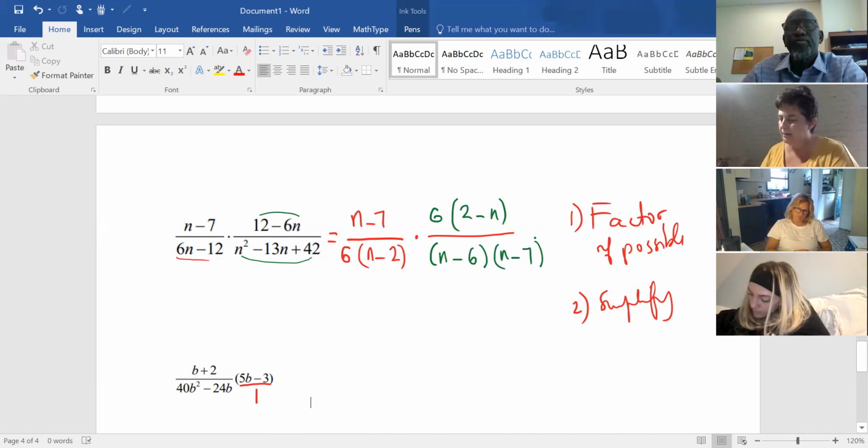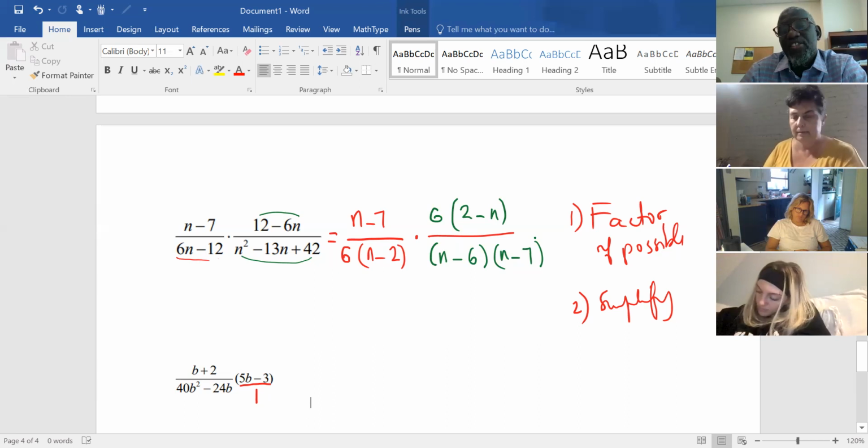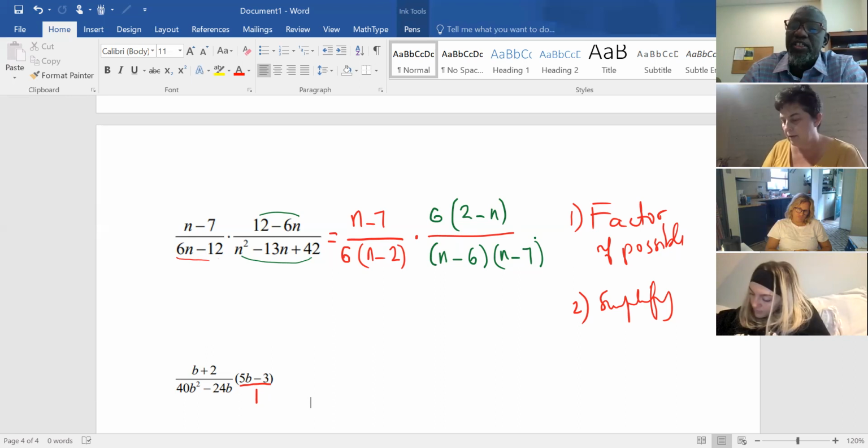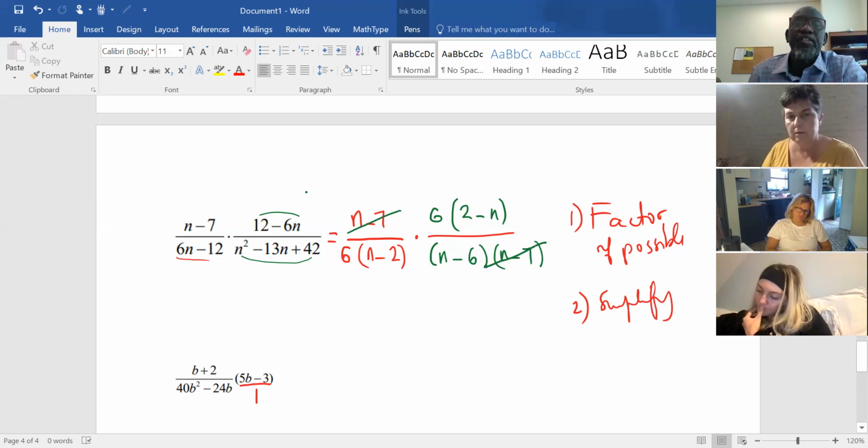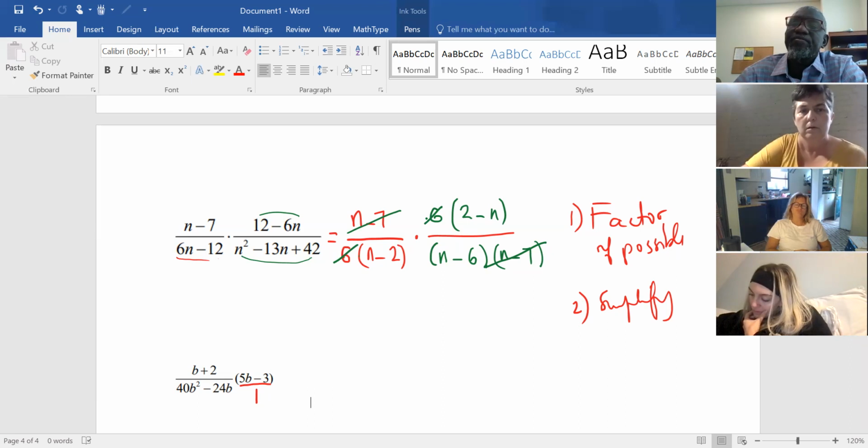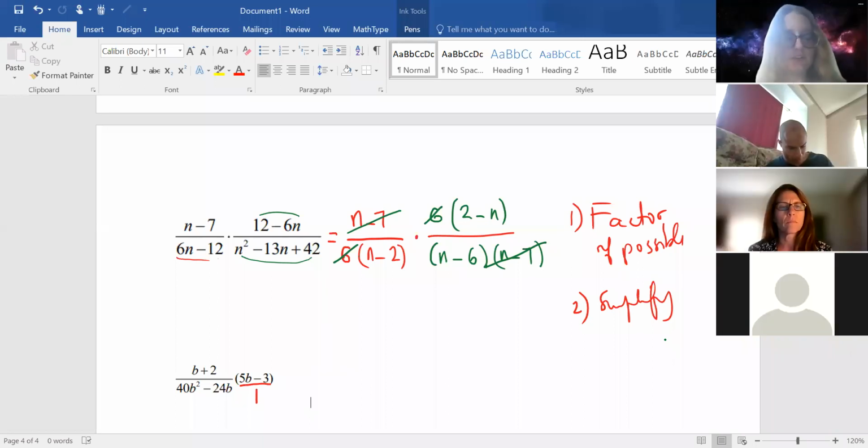Okay? And now we see if we see anything similar, top and bottom. It doesn't matter if they are on the same fraction or not. Top and bottom, okay? For instance, I see n minus 7 here, I see n minus 7 here, they're gone, right? I see 6 here, I see 6 here, they're gone, right? Is that it? I feel like we would be able to do something with the n minus 2 and 2 minus n if they weren't switched.